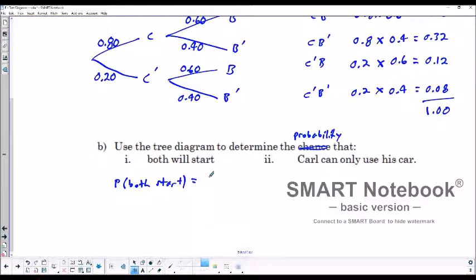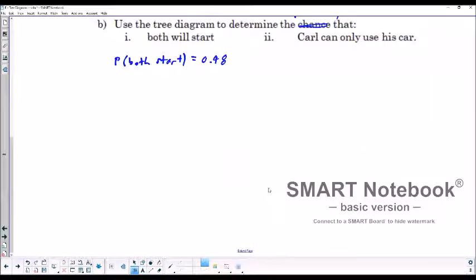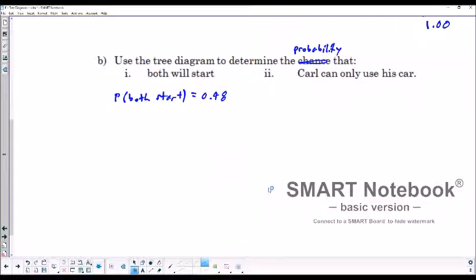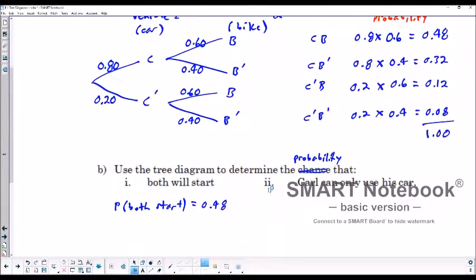And that's 0.48 from above. And then the probability that Carl can only use his car. Okay, well, there's a couple possibilities here. He can only use his car. Well, actually, sorry, there's only one possibility.